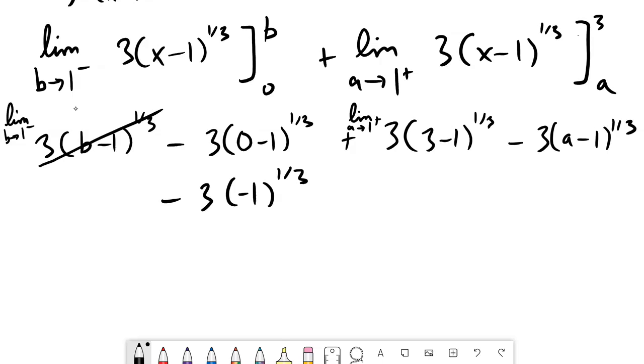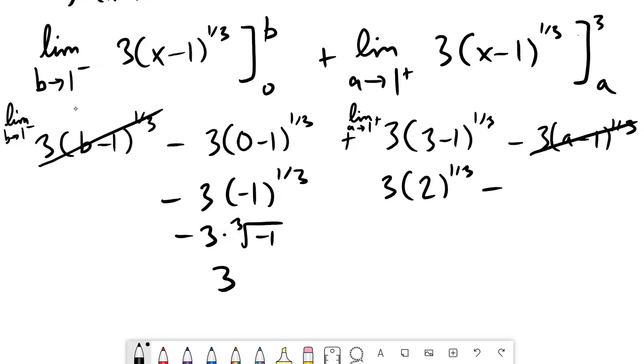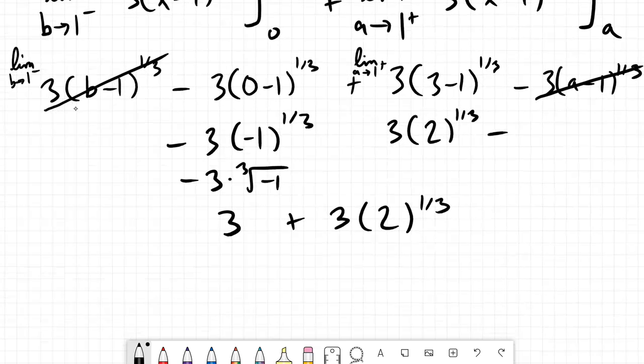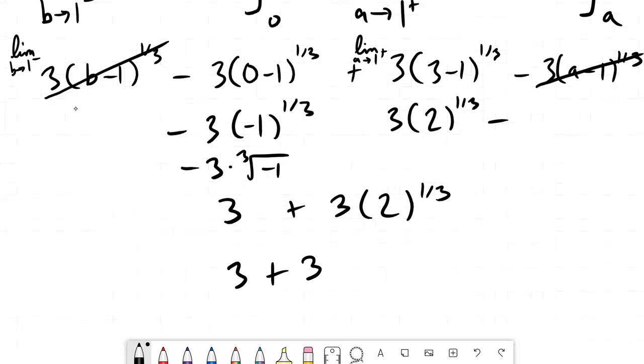And let's see, well, any 1/3 power is the same as the cube root of -1, which is -1, so this is 3. This evaluates to 3 because you just multiply -1 times -3 and you get 3. So for the second part we just plug in, let's see, so it's 3 times 2 to the 1/3, and then this goes to 0 because a is basically 1. So we're left with plus 3 times 2 to the 1/3. And what is that? Can we just go ahead and write it more nicely? It's equal to 3 plus 3 cube root of 2, and that's the answer.